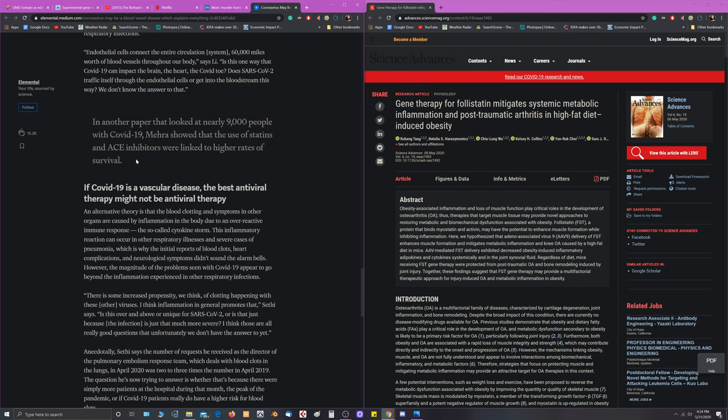All right, so in another paper that looked at nearly 9,000 people with COVID-19, Mehra showed that the use of statins and ACE inhibitors were linked to higher rates of survival.